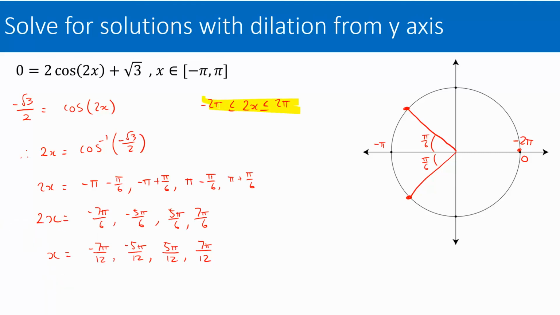Otherwise, check your answers. Get your domain correct. Work around the unit circle. Remember, minus goes clockwise. Adding goes anti-clockwise. And if you forgot what clockwise and anti-clockwise is, look at a clock.